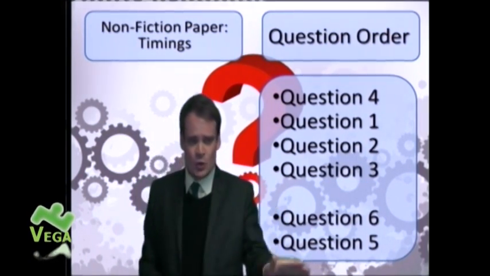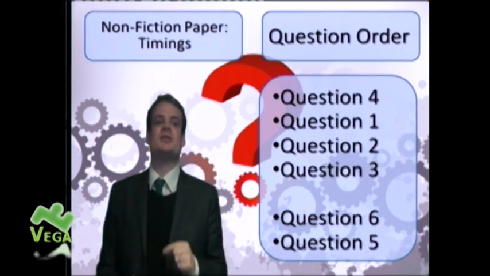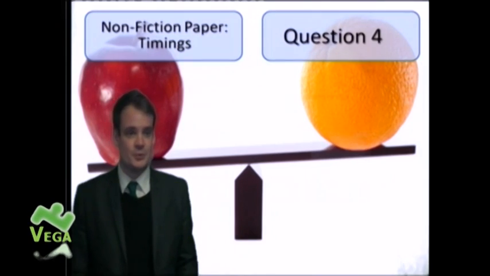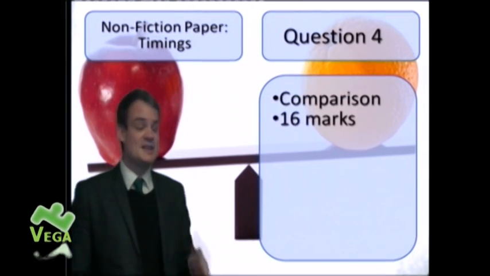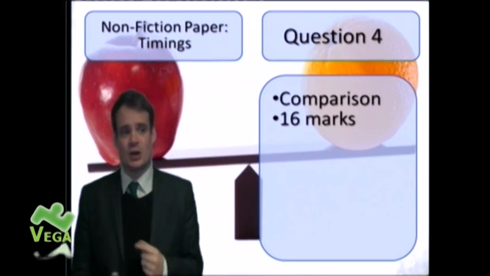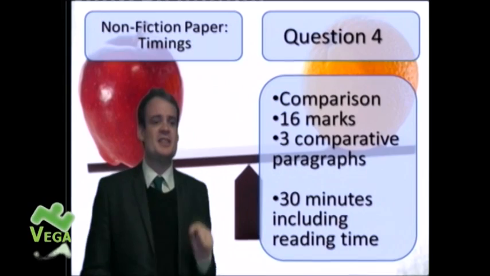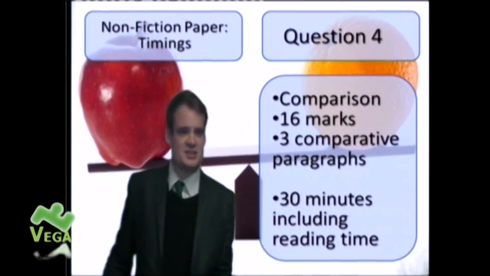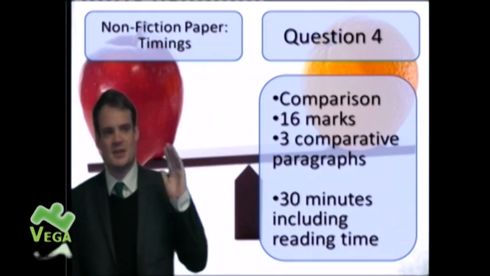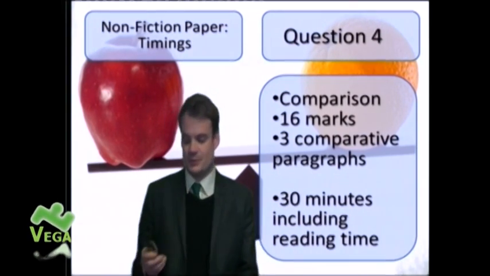Then you are going to be really rigid with yourself on the amount of time you spend on each question. Starting with question 4, that's your comparison question. It's worth 16 marks, that's 8% of the overall GCSE. You are going to write 3 comparative paragraphs. That will take you 30 minutes, including reading time. That's the first 30 minutes of your exam time, from the time they say start now to 30 minutes from there exactly. You're going to work on question 4.